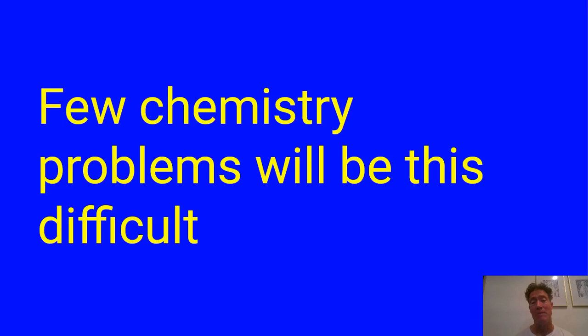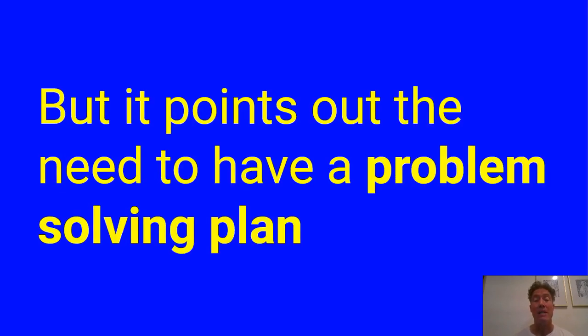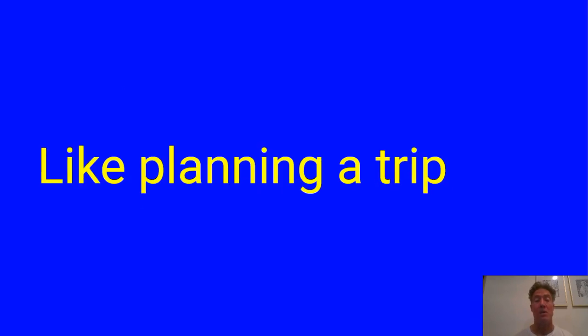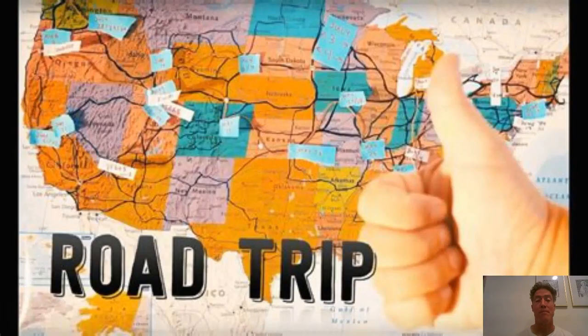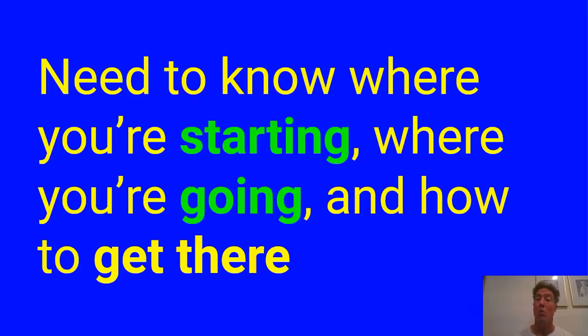Most people don't. Now, few chemistry problems will be this tough, but we are going to have a problem-solving plan when we come across word problems. There will be complex problems that need to have a plan. So it's kind of like planning a trip, right? You take a road trip from one side of the country to the other. You need to know where you're starting. You need to know where your finish line is, and you need to know how to get there.